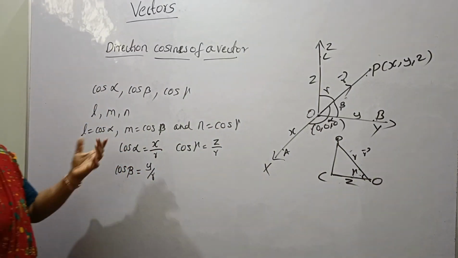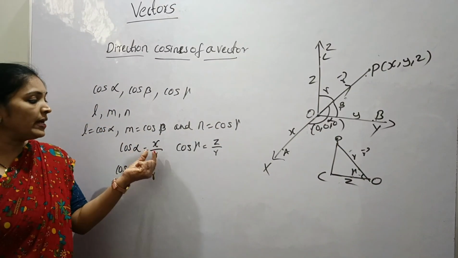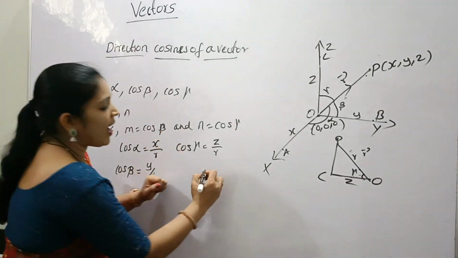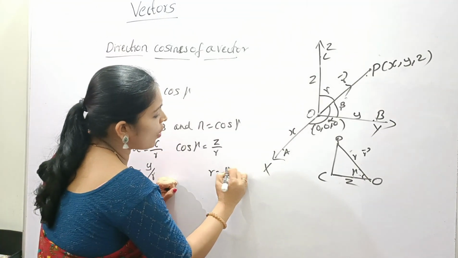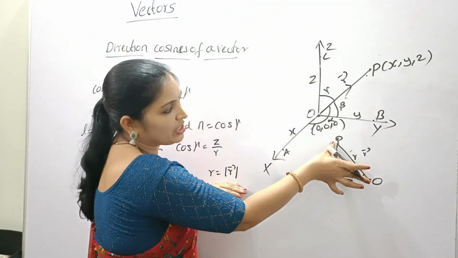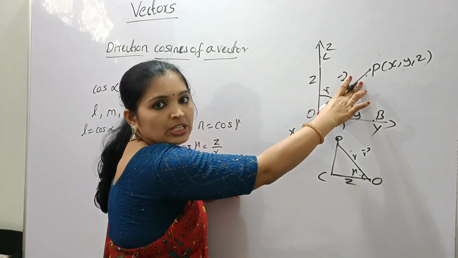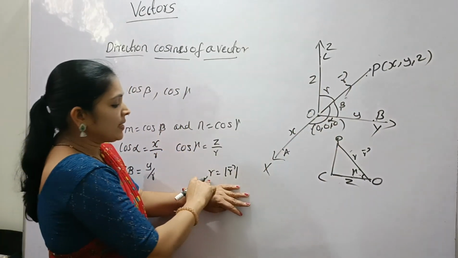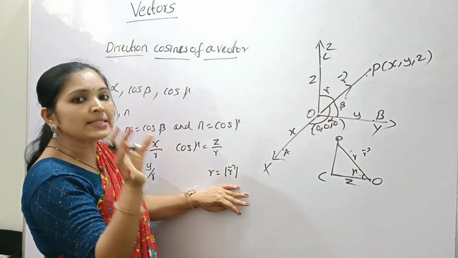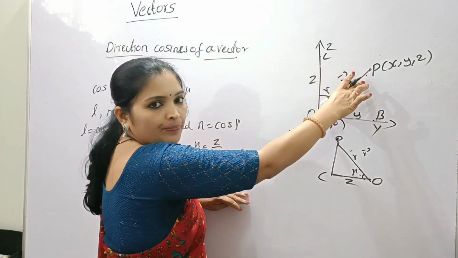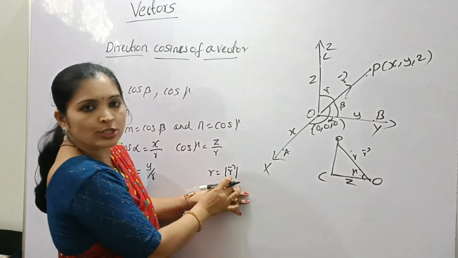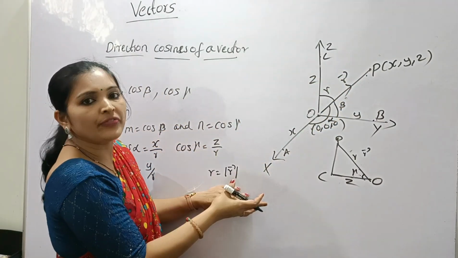So we have got cos alpha is equal to X by R. Here what is R? R is nothing but the modulus of vector R. It is the position vector, vector R, and R is the magnitude, that is the distance, of this position vector. That is the modulus of vector R, the magnitude of the vector.